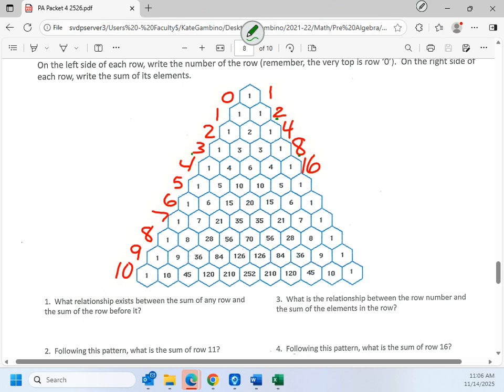Number 4, following this pattern, what is the sum of row 16? If you answered number 2, you'd be able to answer number 4. If you can figure out number 3, you could answer number 4 really easy. But you should be able to do 1, 2, and 4, and then really work on that number 3, figuring out those exponents, how that is going to work out.